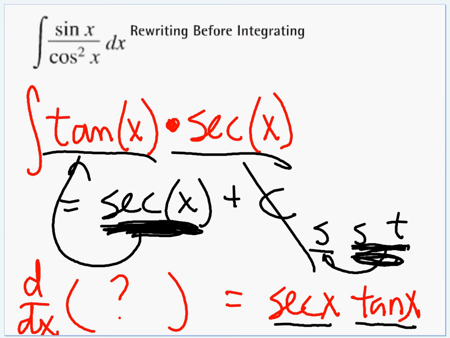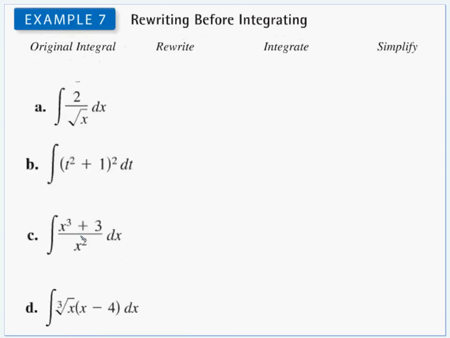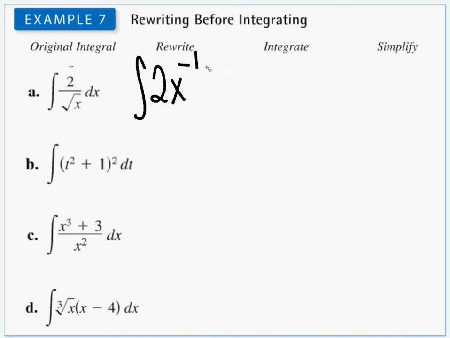What's next? Oh, another one of those rewrite and then antiderive. Okay. So here we go. We've got in the denominator root x, or that'd be x to the half. Let's bring it up and make it 2x to the negative half. So we did a rewrite to get it in the proper form. We can now integrate using our rules.